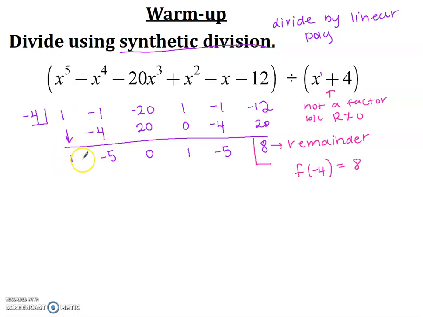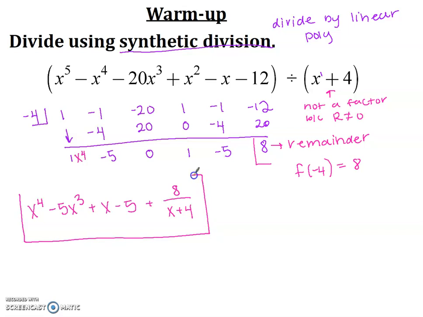So what our answer is going to be, these are our new coefficients. We started at x to the 5th and divided by x to the 1st. So synthetic division is always going to bring us down 1 degree. So this will be x to the 4th minus 5x cubed. I don't have any x squareds. Then plus 1x minus 5. And then how you write your remainder is plus 8 over what we divided by, our divisor, the x plus 4. This answer right here, this is what we call the quotient when we divide.